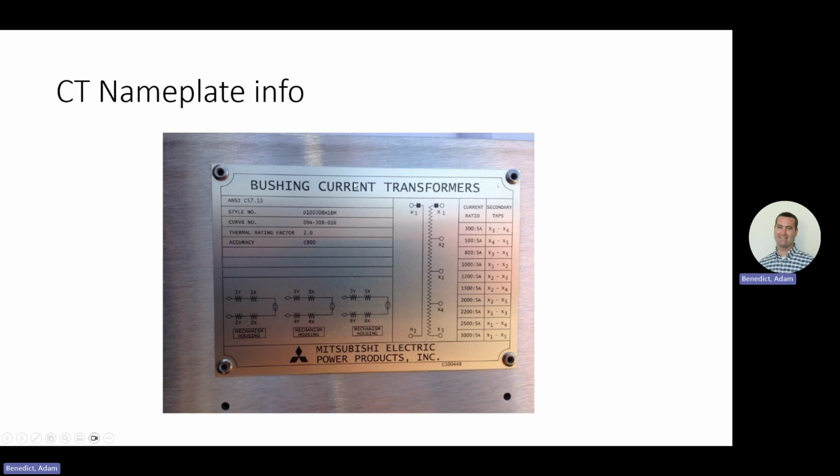Here's an example of a nameplate. This is a really good picture. Half the time I'm in the field, these pictures are hard to take with the sun glaring on them, and they're usually faded or they're stamped and hard to read. But this is a good example of what we'd see in the field. So here you see your thermal rating of 2, your accuracy C800. These are all important when you're looking at saturation. And then here's your CTs and how they're arranged.